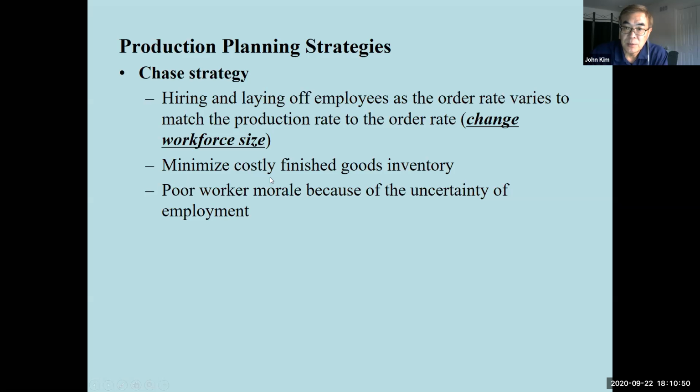The advantage is minimizing costly finished goods inventory. Demand high, then increase workforce size to match the demand. Demand decrease, then match the demand by firing or laying off employees. So inventory level is low, but the problem is poor workers' morale. They feel they can be fired anytime. The uncertainty of employment is the problem.